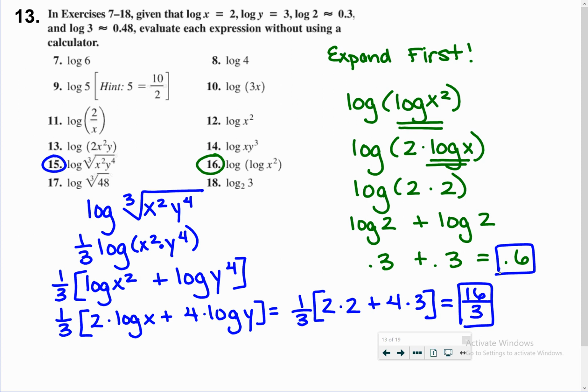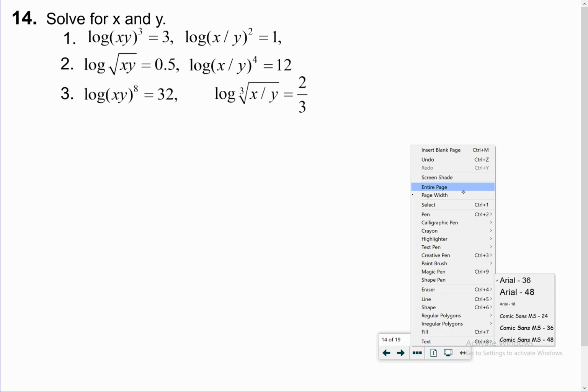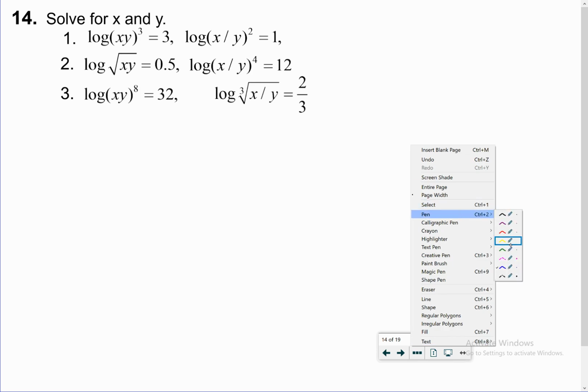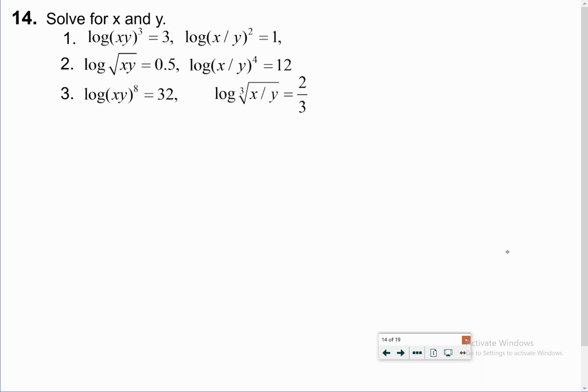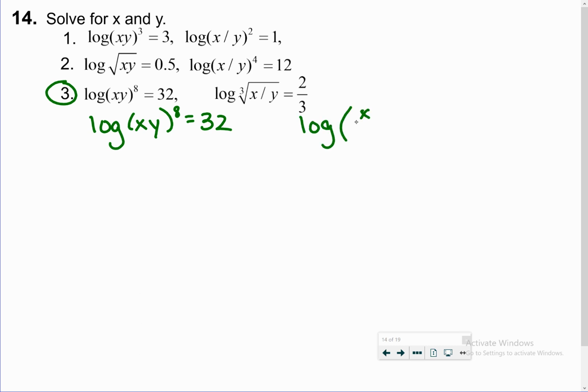All right, next question. We have a system of equations with a log in it. Pick a number. 3. Okay, so we have log of xy to the 8th equals 32. And log of, looks like x over y under a cube root, so I'm going to say 1/3 power equals 2/3. Okay, so system of equations, this is going to take a little bit of knowledge that you guys know from before about systems and incorporate it into our log problems.